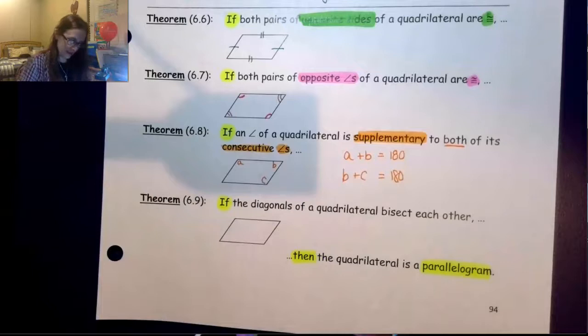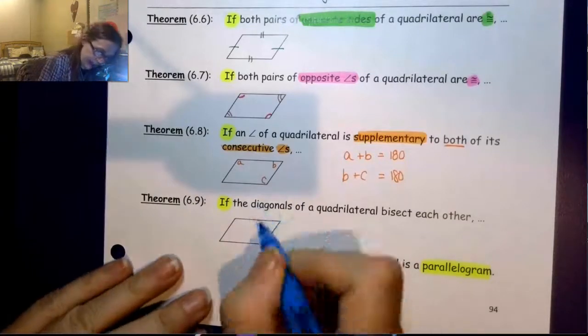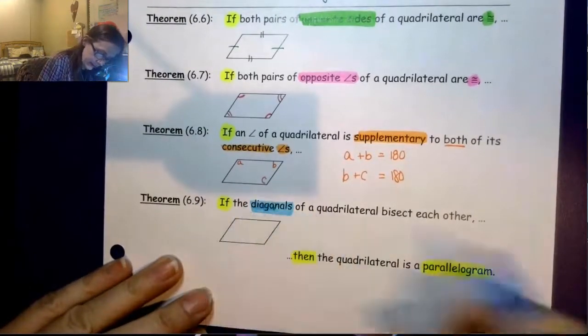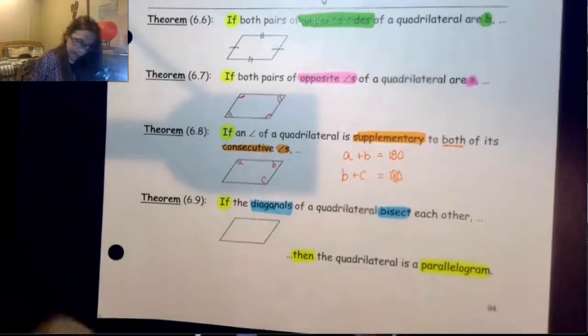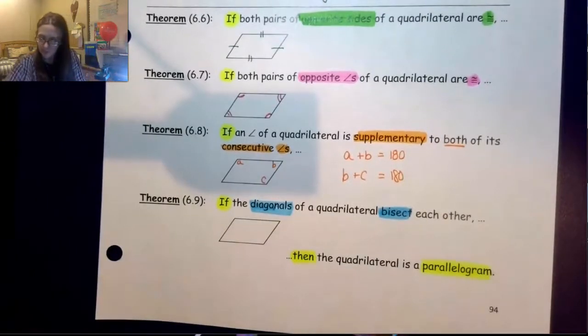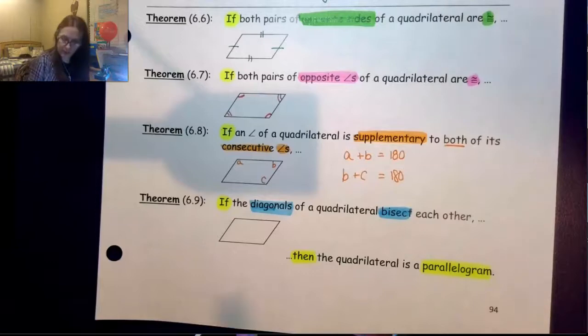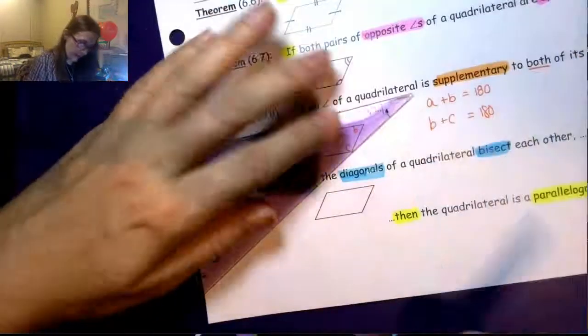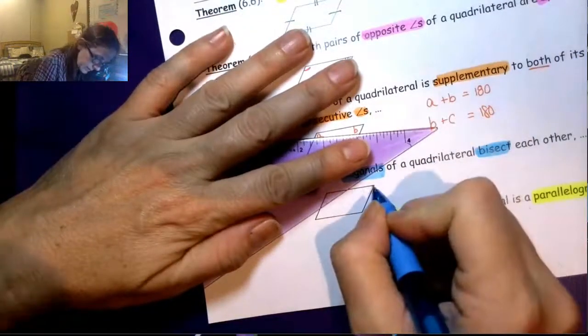Now my last one says if the diagonals bisect each other. So here I have, what happened to my blue pen? Okay, diagonals here mean they cross to the opposite vertices.